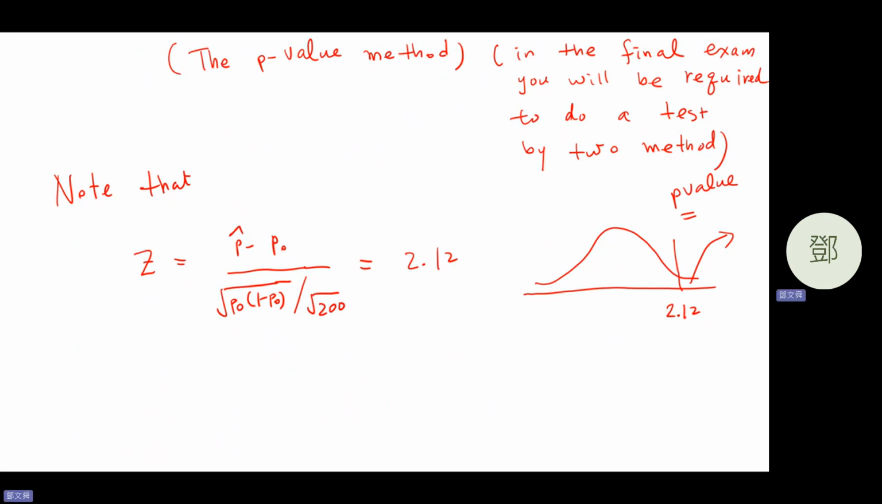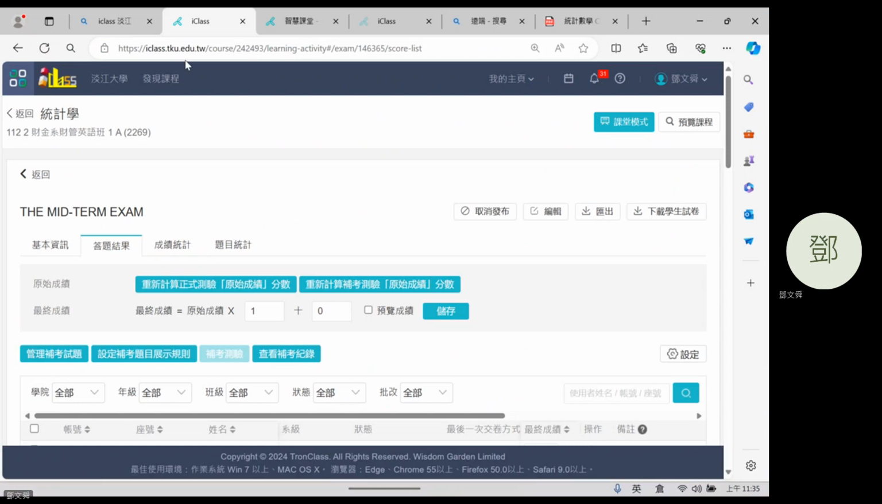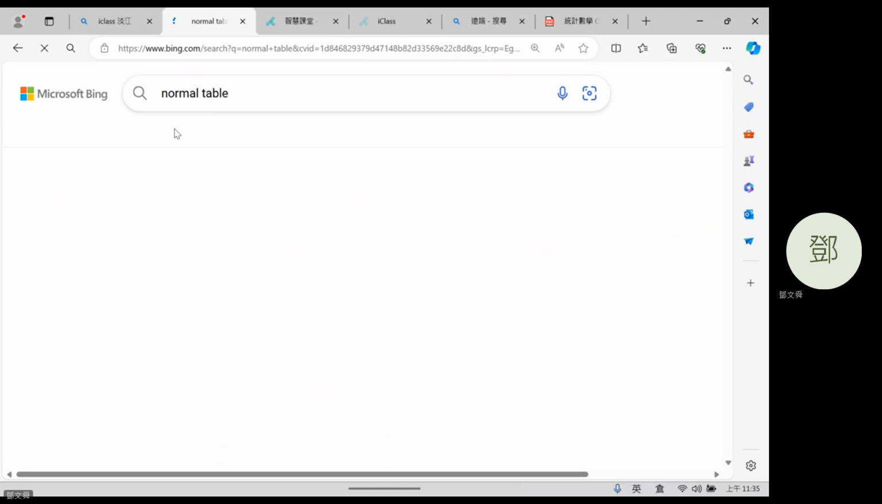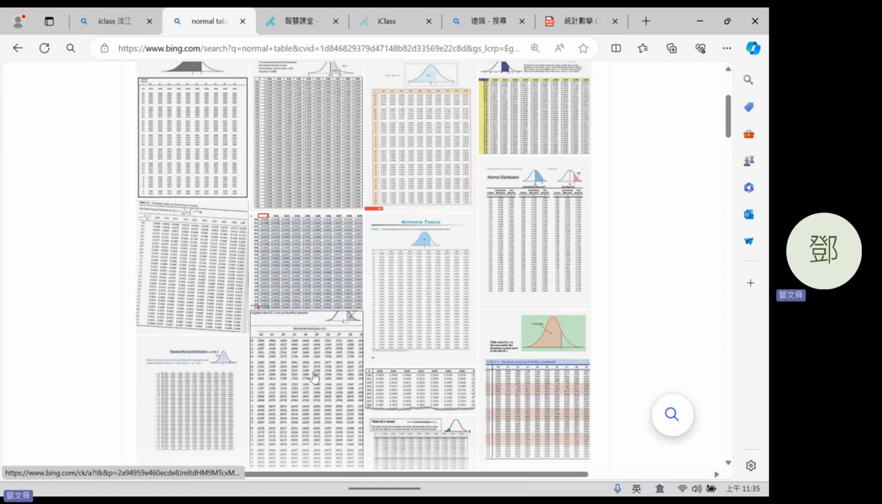So what is the p-value? If you want to calculate the p-value, you should calculate the Z value first. So it is 2.12. So the p-value is the area to the right of 2.12, to the right of the Z statistic. Okay, so you should go to the table. The normal table. This one here.